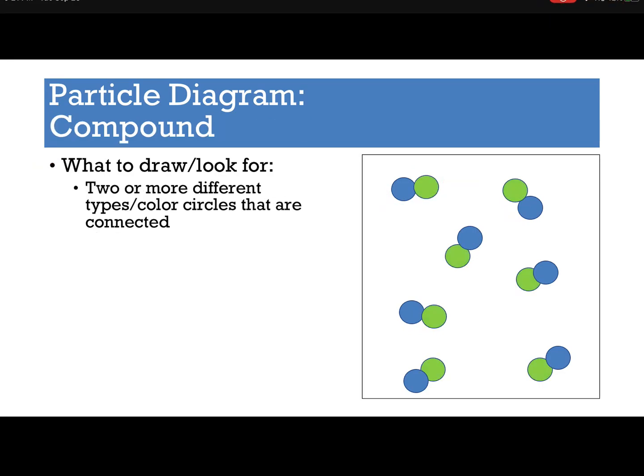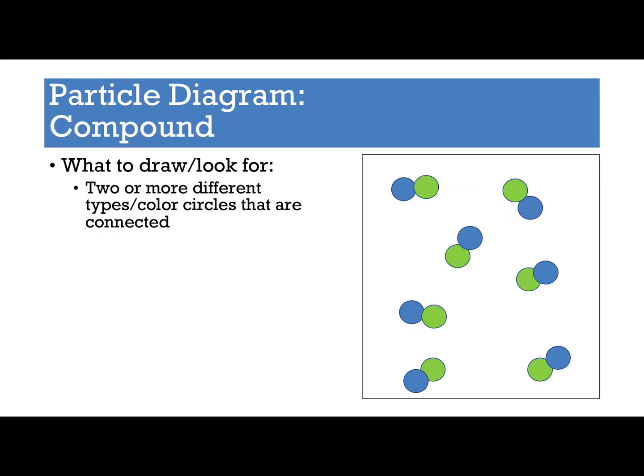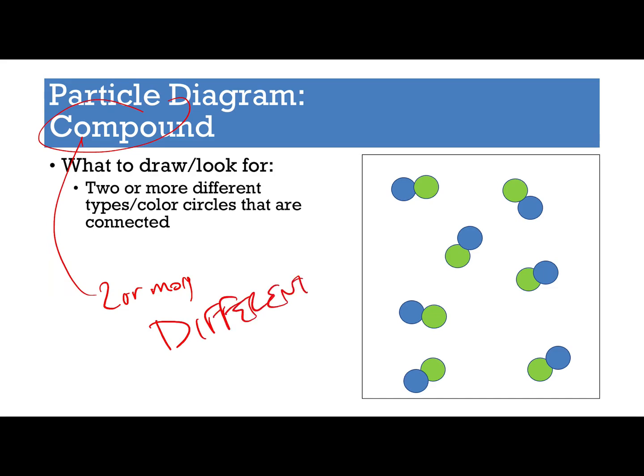Okay. Now, if you have a compound, you have 2 or more different elements. So again, we're going to use colors to show different elements. So here we have a blue and a green one. So this is a compound. All of these are compounds. And whenever you have a question like this, it will be very smart of you to label all the different pieces that you see.